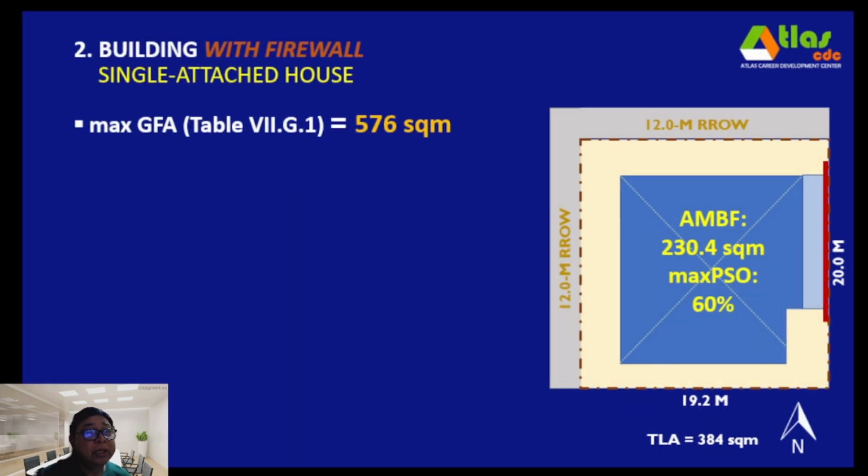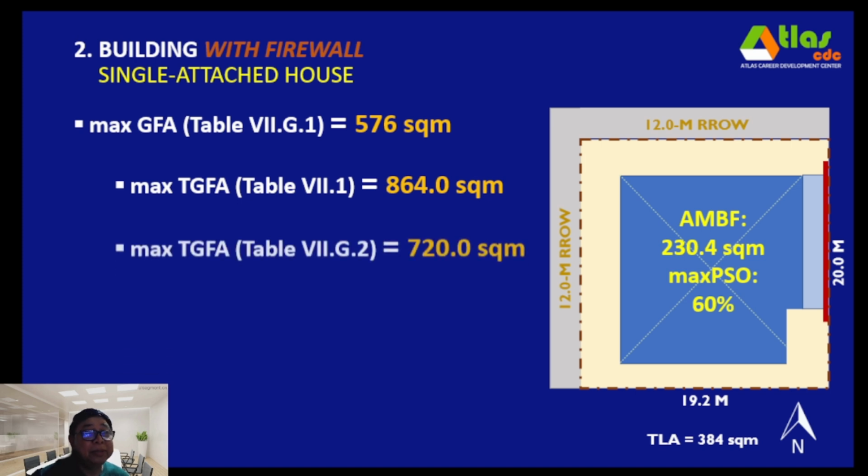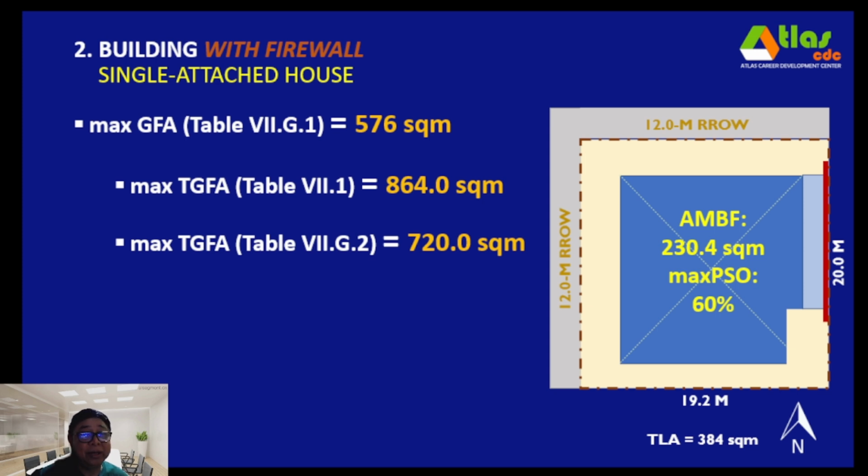Okay, so to finalize our values for the floor areas maximum for a building with firewall, our maximum GFA is at 576 square meters, and our maximum TGFA based on table 7.1 at 864, and our maximum TGFA based on table 7.G.2 will be at 720 square meters. So again here it shows that the more stringent one is based on table 7.G.2, the conversion table.